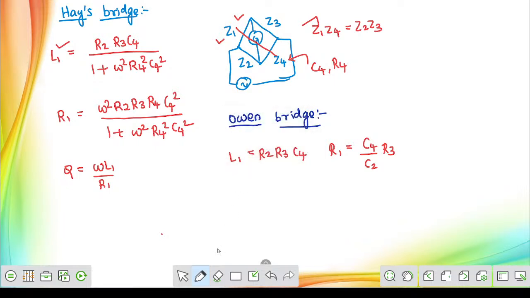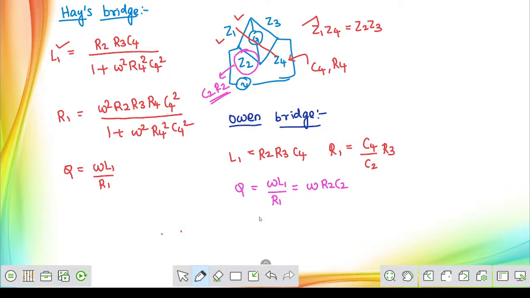Again, if they ask you to calculate the value of quality factor, after calculating these two, the quality factor will become omega L1 by R1, or else you can also calculate the quality factor as omega into R2 into C2. Here the formula will change. Here we are considering the branch impedance, the second branch. Whatever impedance is given here, the second branch C2 and R2, from here also you can find the value of quality factor. Hope you will not forget these two. These methods are very important.